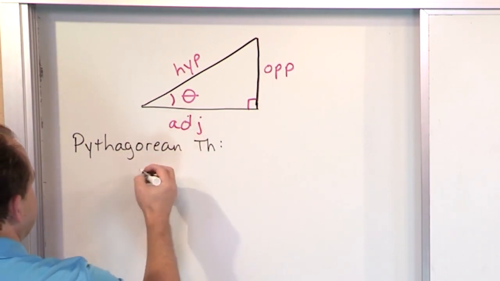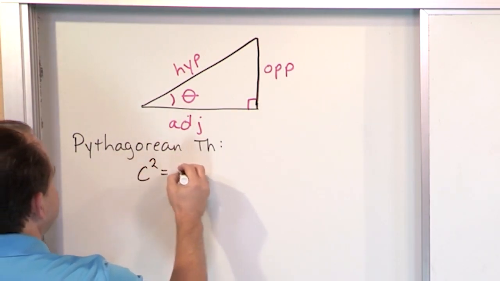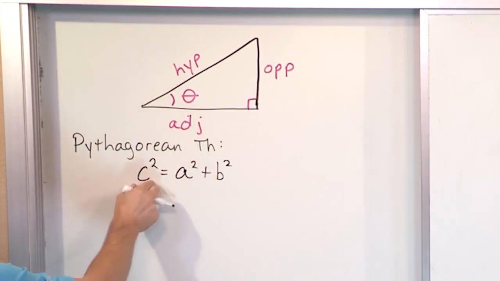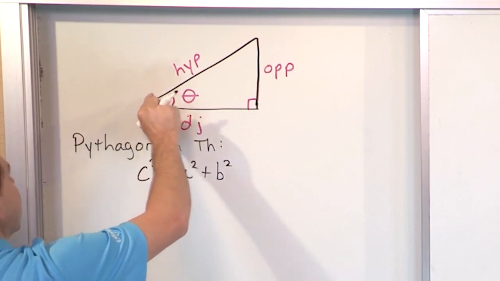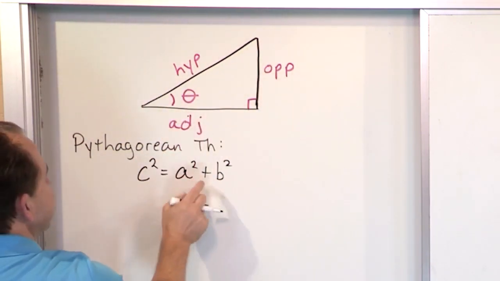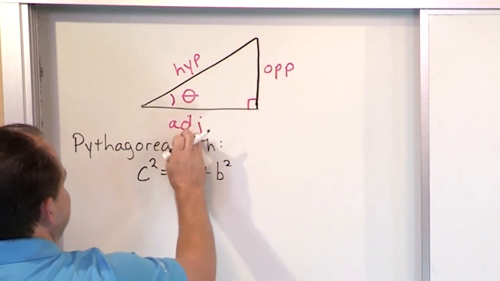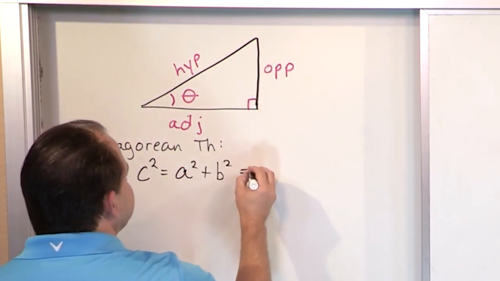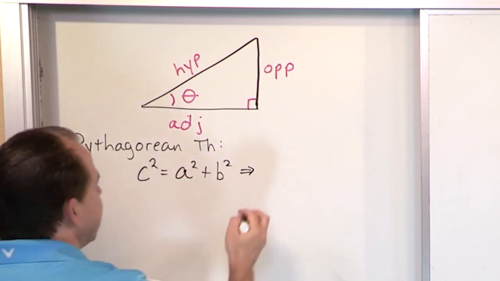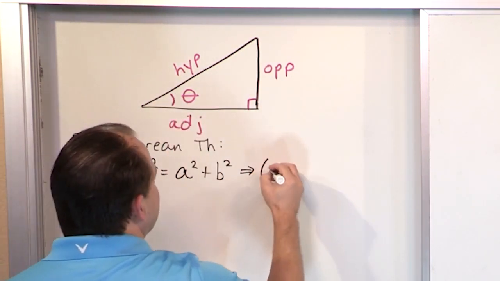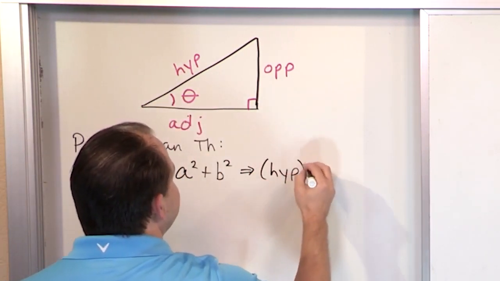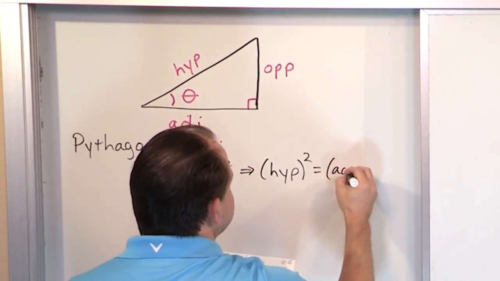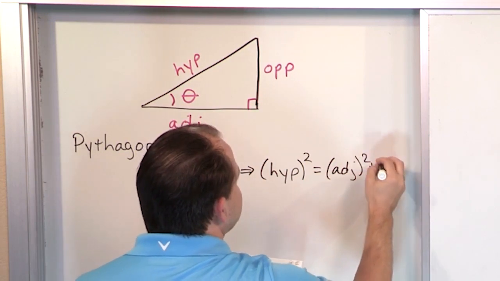The Pythagorean theorem, the way you learn it in geometry, is c squared equals a squared plus b squared. In this equation, c is always the hypotenuse. It's always the longest side of this triangle. The other two are added together, so it really doesn't matter whether you label them adjacent or opposite. In terms of this triangle, since c is the hypotenuse, we'll write it as hypotenuse squared equals adjacent squared plus opposite squared.